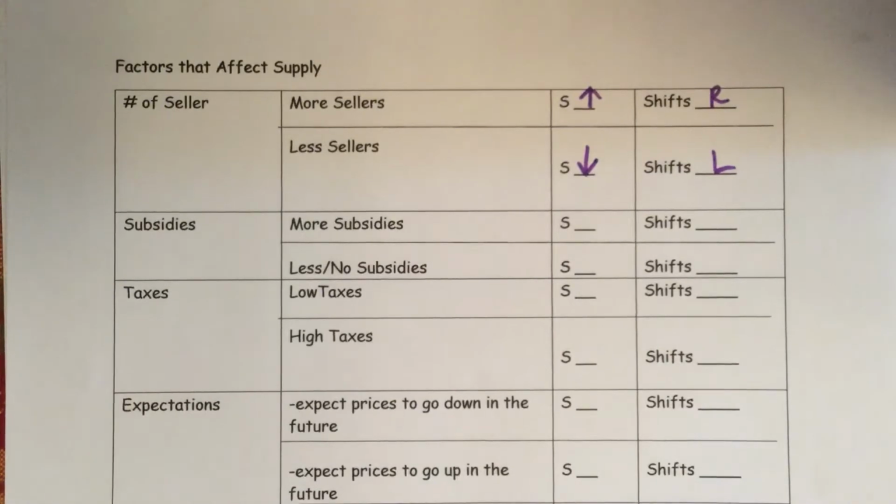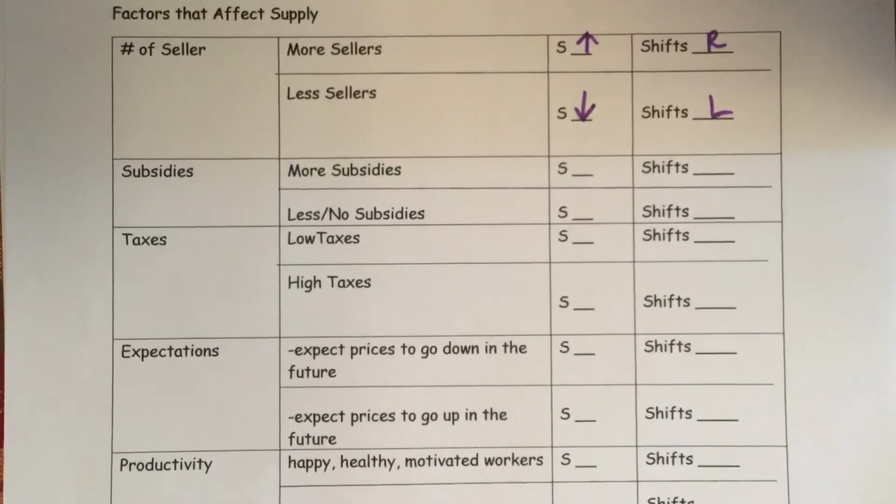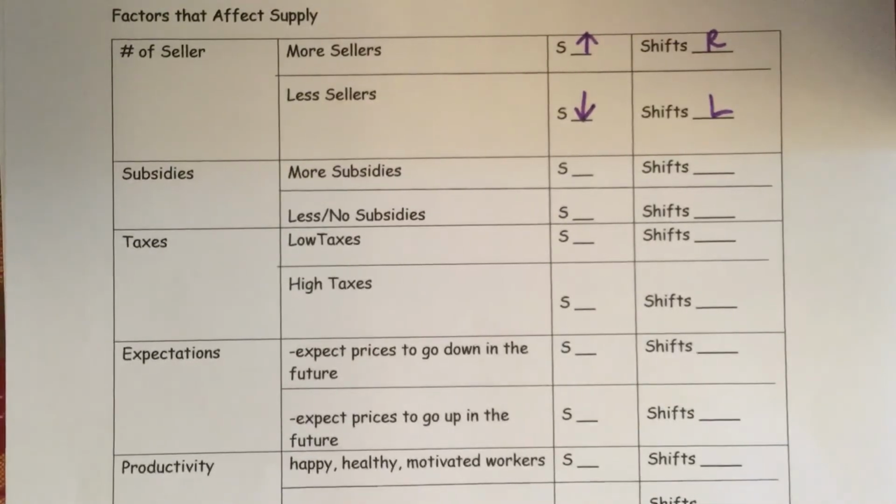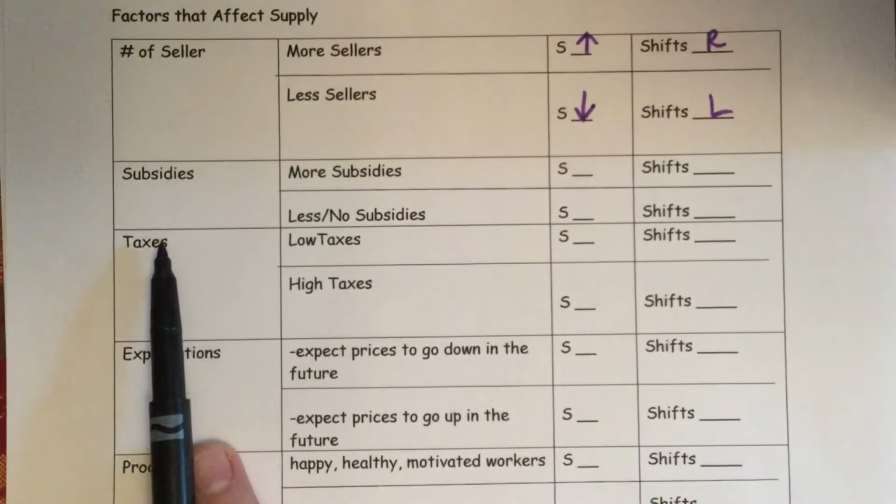Remember, supply is the amount of goods and services that we provide to the market at each and every price, that we are able and willing to offer up for sale at prices that prevail in the market. The second non-price determinant is a subsidy.